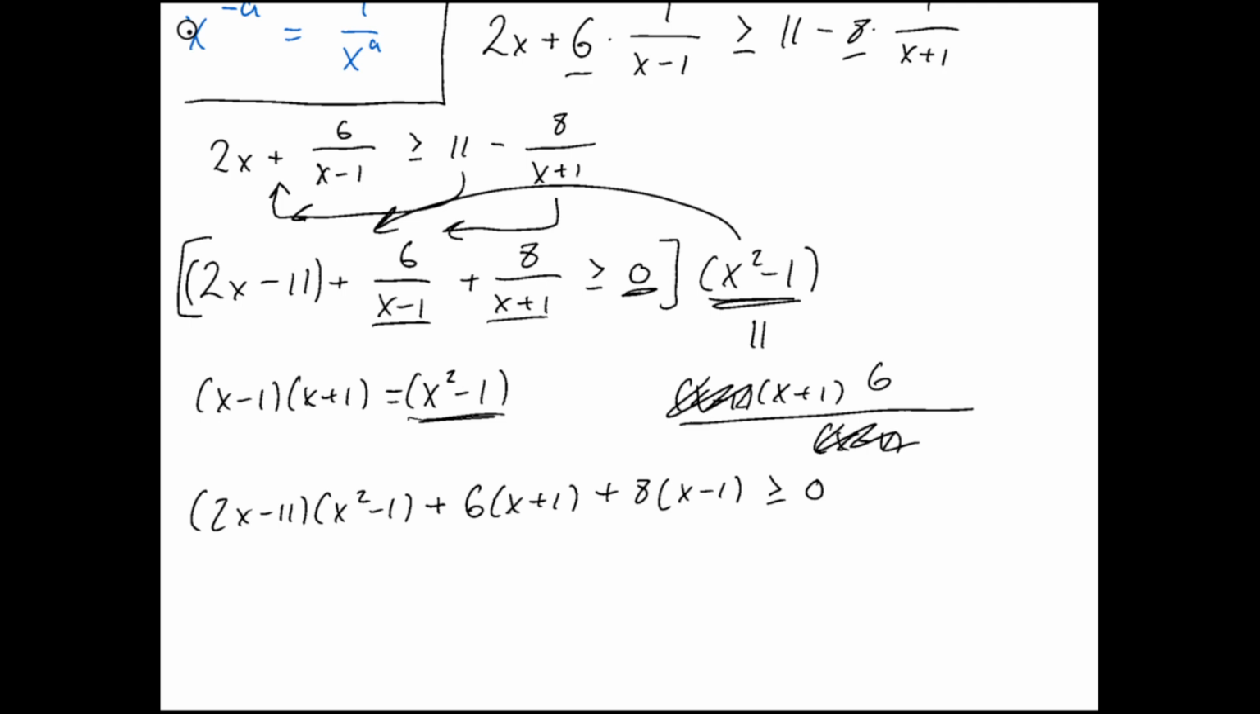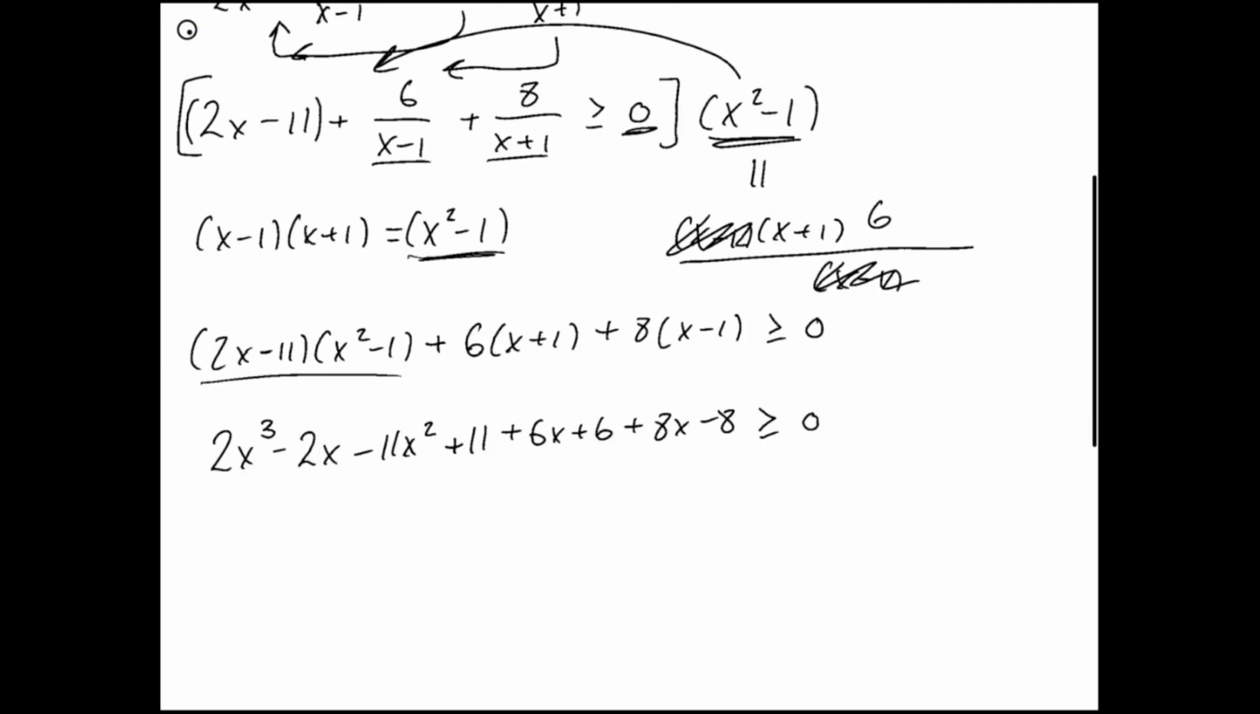Okay, so now we've rearranged the problem into something that makes more sense. We've eliminated the fractions. It's time to start combining like terms. And so I need to multiply out this part. So I'll get 2x to the third. I'm going to multiply the outside minus 2x, multiply the insides minus 11x squared, multiply the last ones plus 11. Then the 6 is going to distribute plus 6x plus 6. The 8 will distribute plus 8x minus 8, all greater than 0.